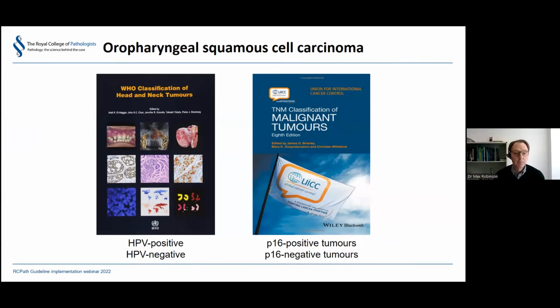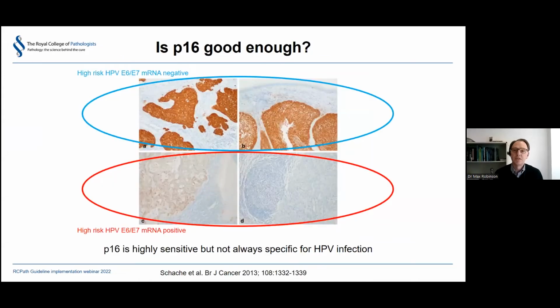So in the blue book, of course, it's referred to as HPV-positive oropharyngeal squamous cell carcinoma and HPV-negative. But then there's a bit of a disconnect between that and the staging manual that was produced by UICC in the 8th edition, suggesting that we can stage based on p16, using p16 positive and negative as the classifiers. So I'm going to ask the question, is p16 good enough for us in terms of making that diagnosis?